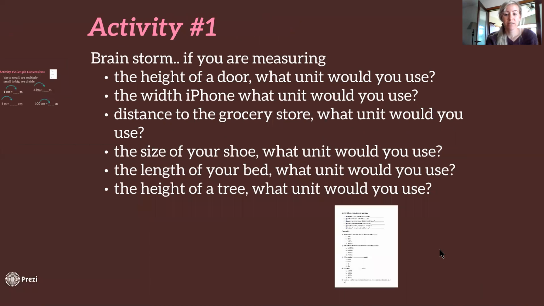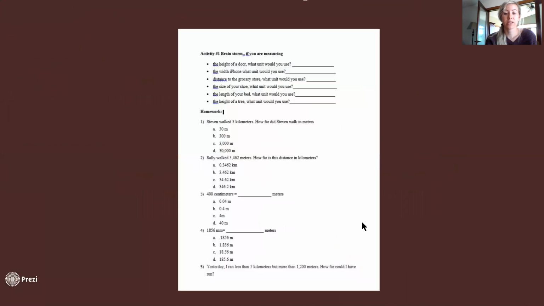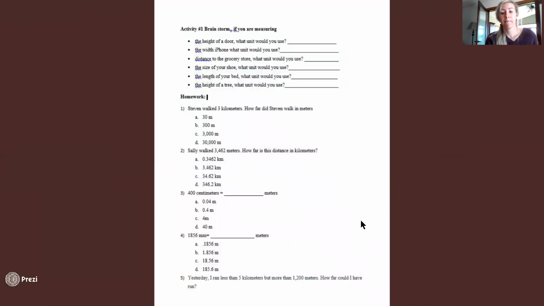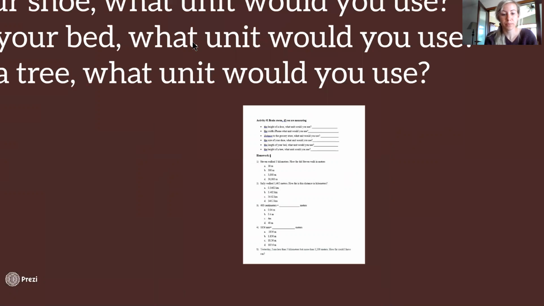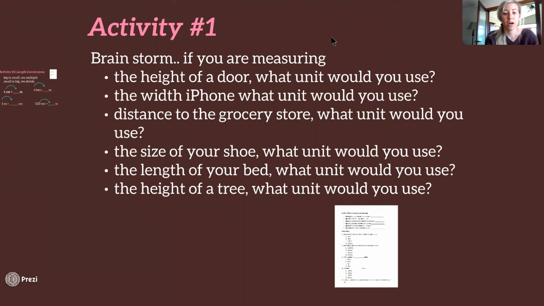For your activity, you should already have this out, but just as a reminder, I'd like you to have out your assignment posted to your Google Classroom. Here is activity number 1 that we are completing. It is your brainstorm activity. I would like you to brainstorm. This does not have to be measured. This is just an estimate.